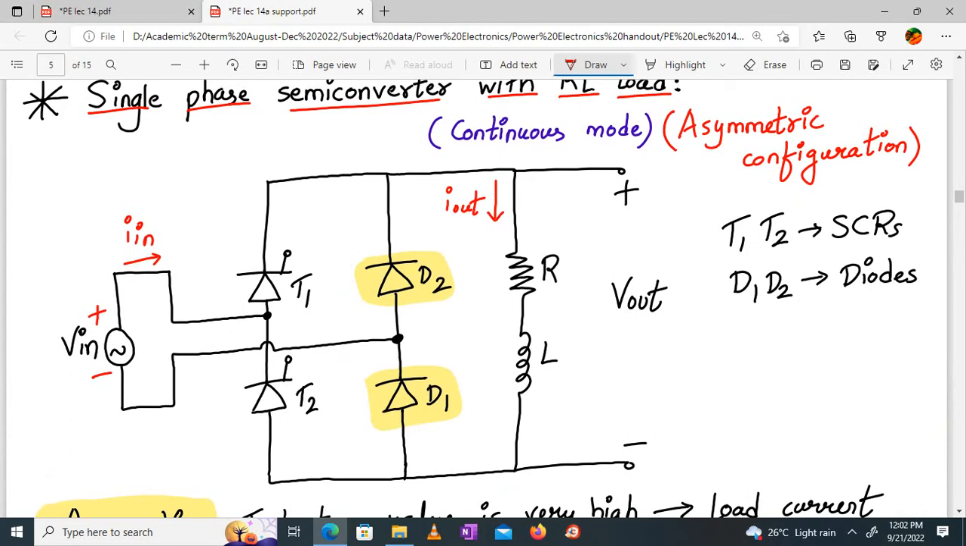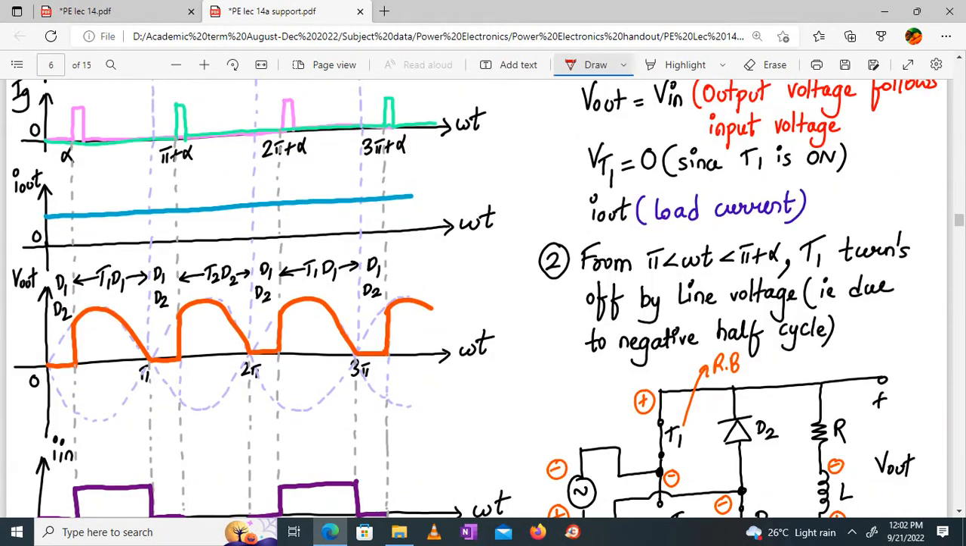नेक्स्ट ये you just draw the circuit diagram and keep it ready. ये asymmetric configuration है. Why it is asymmetric? As you can see, the SCRs in the same leg. T1 and T2 are in the same leg. So that's why it's an asymmetric configuration. The waveforms are exactly the same. पूरे के पूरे same है.